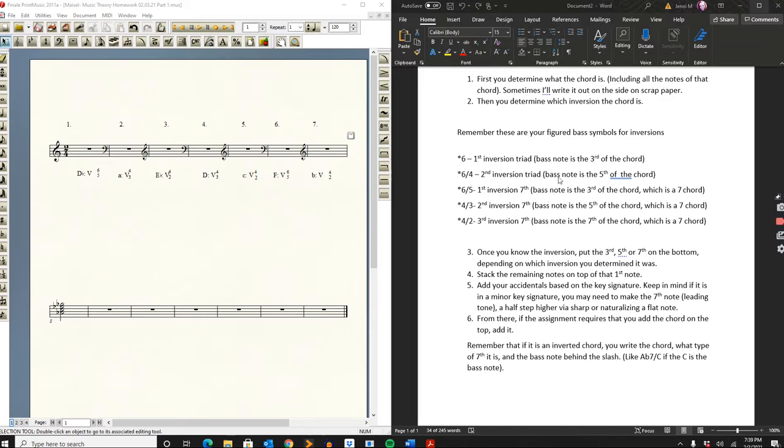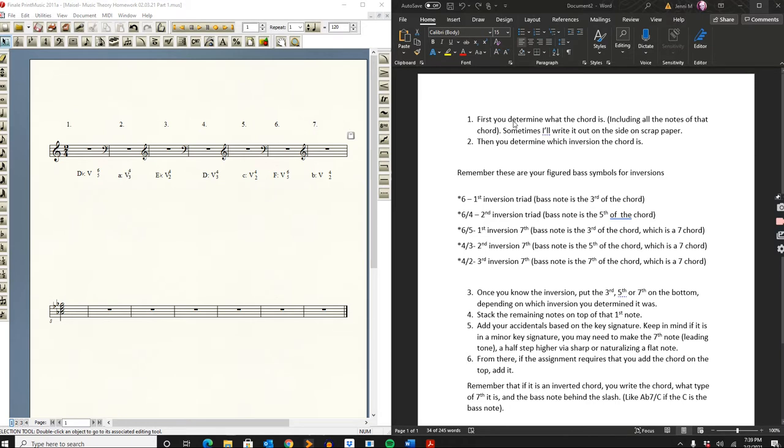So the first thing that you typically want to do is determine what your chord is. Whenever he asks you to write out the chords, giving you just the key signature, the scale degree, and the figured bass notes, you want to include all of the notes of that chord somewhere on a piece of scrap paper. Usually I'll do it. You can either write it out or you can write it on a staff or whatever. This is my scrap staff down here at the bottom.